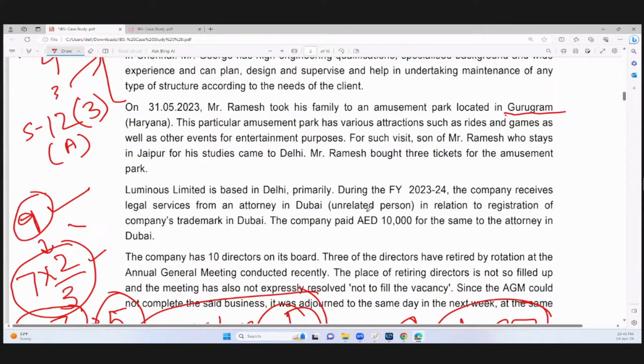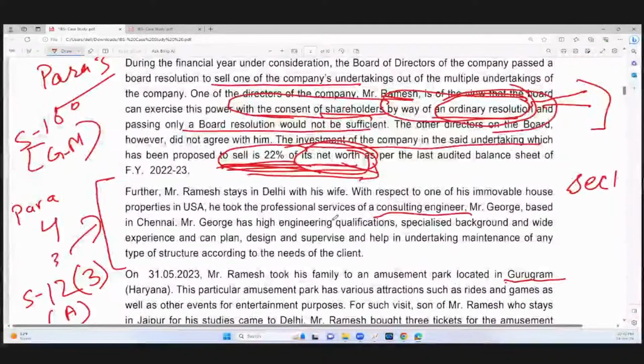Ye aapko main page number bata deta hoon study material ka. Aap ek baar detail mein padh lena isko. To next lecture mein agar koi isme doubt hoga, to main le lunga. Page number 3.58. Module 1, page number 3.58 pe aapko isse related poora matter milega.